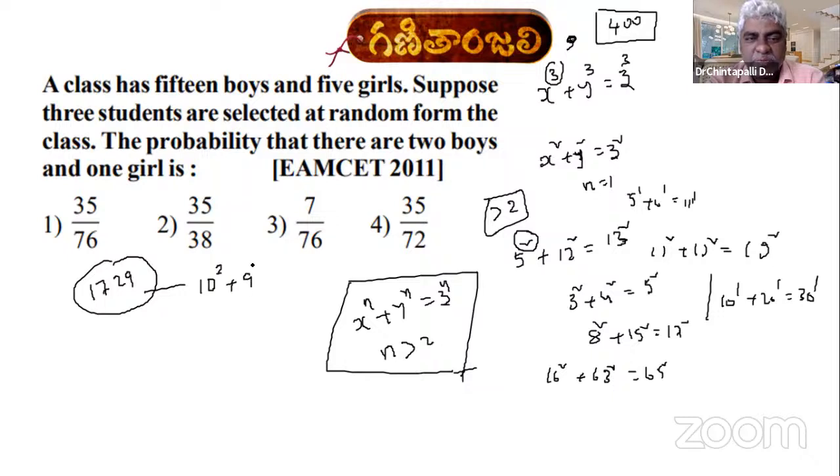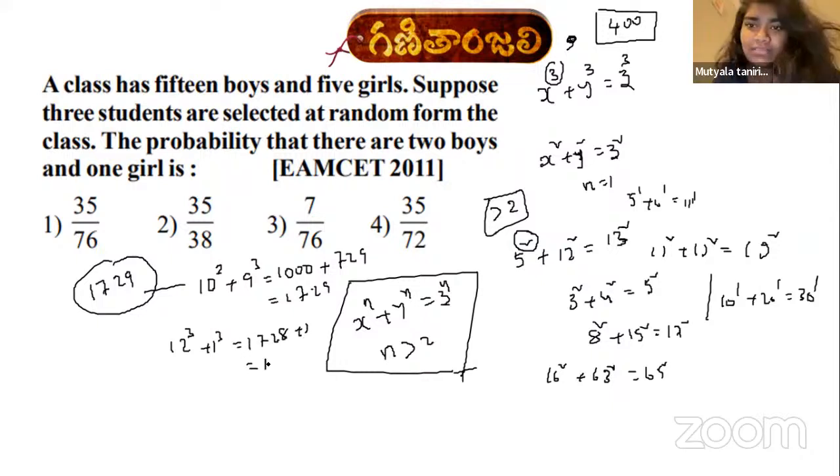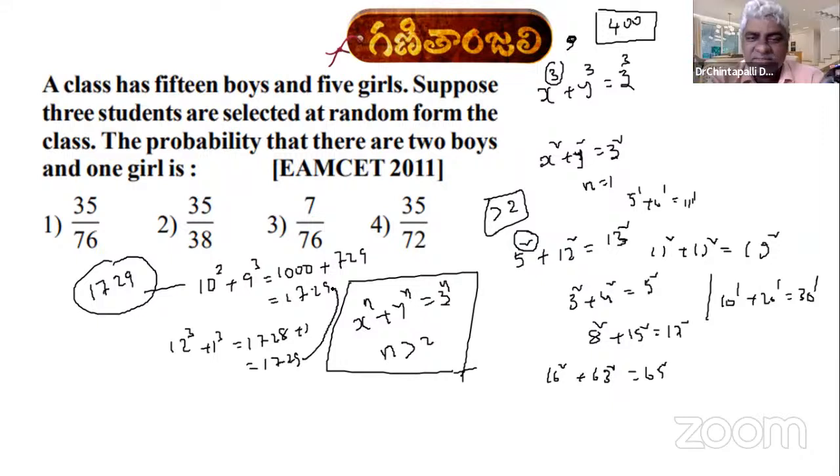10 cube plus 9 cube. What is 10 cube? 1000. What is 9 cube? 729. Total is 1729. Surprisingly, 12 cube plus 1 cube. 12 cube is 1728. 1 cube is 1. The total is 1729. This is the smallest number which can be expressed as the sum of two cubes in two different ways.